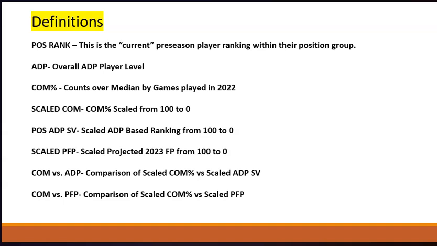Position rank. This is the current, in quotes, late July, early August 2023 preseason player ranking within the position group. So this is not overall. This is wide receiver 1, 2, 3, exact. Then ADP is what the public thinks, the overall ranking of everybody. Comms are counts over median by games played in 2022 only.